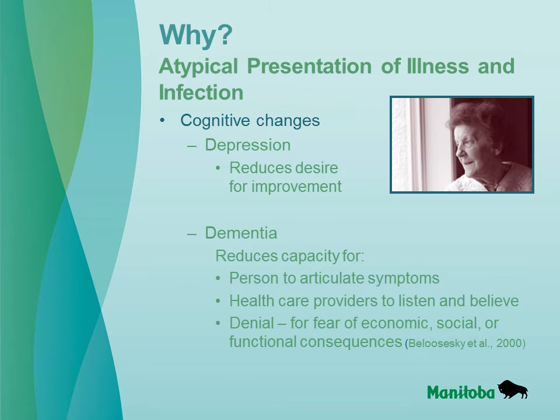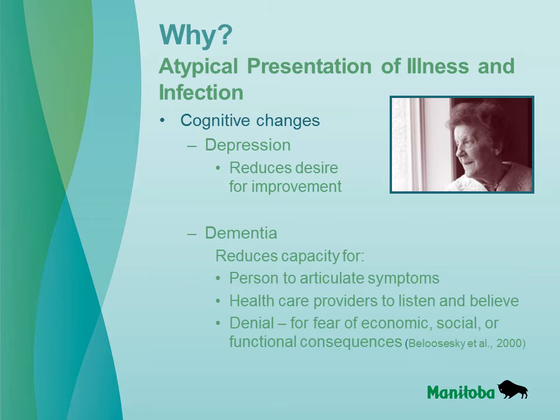Cognitive changes can also affect the presentation of illness in older adults. The presence of depressive illness reduces the desire for improvement. The presence of depression and/or dementia can affect the older adult's ability to recognize and articulate the presence of illness. Of note is the fact that the presence of depression and dementia can also impact the ability of healthcare providers to recognize and optimally manage illness in the older adult population.